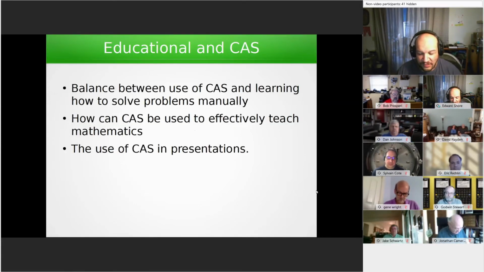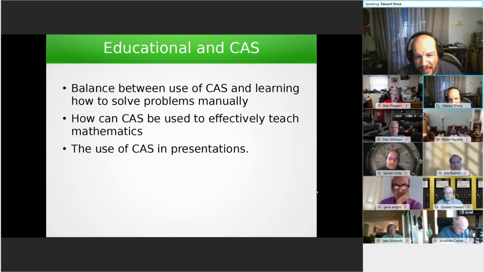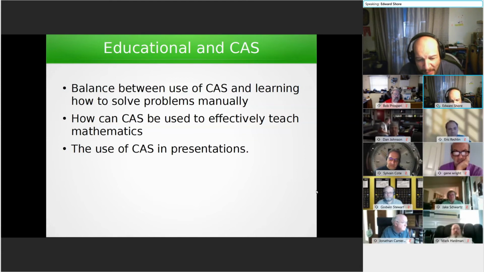Then there's an educational and CAS issue. How do you balance between CAS and learning how to solve problems manually? How can it be used to effectively teach mathematics, and the use of CAS in those mathematics presentations? Since computer algebra system functions are used to do a lot of legwork for the students, how can we use those functions to push the student to go further in their studies in mathematics or try for understanding?